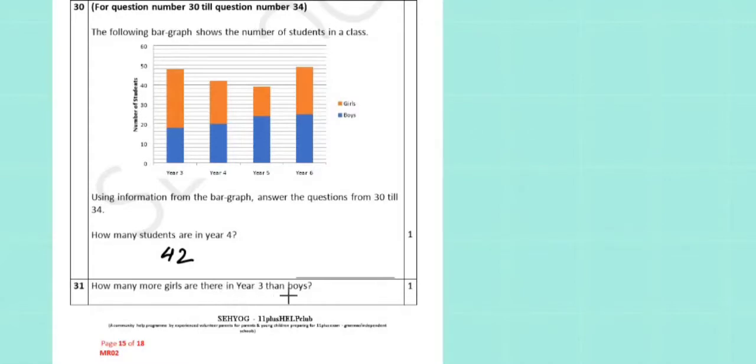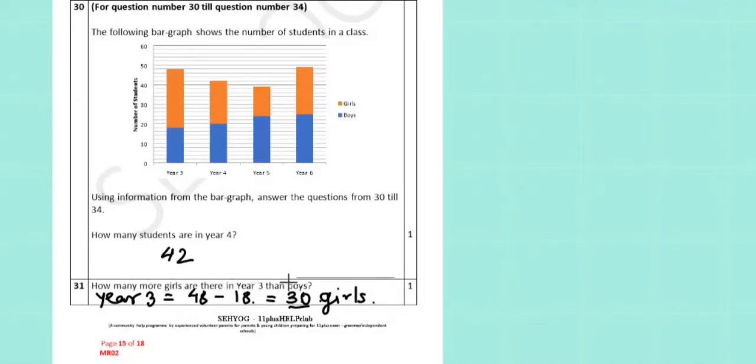How many more girls in year 3 than boys? So, looking at the bar at year 3, it is going till 1 division less than 50. 1 division is 2 marks. So, that is 50 minus 2, 48 students. Out of that, again the number of boys is in blue. So, we have to subtract that. So, we can see that is again 1 division below 20. So, 18, 48 minus 18. So, that gives 30 girls in year 3.